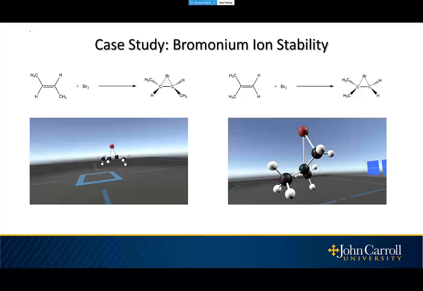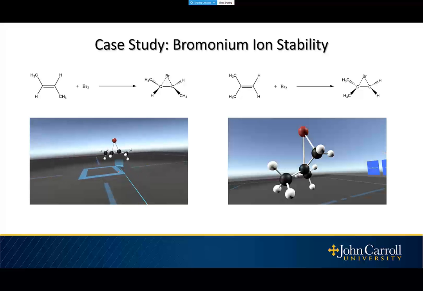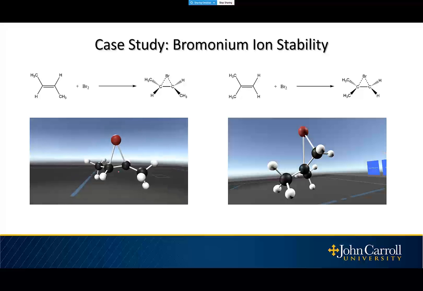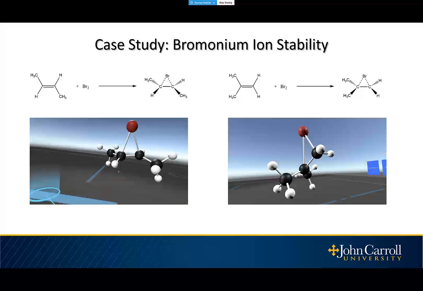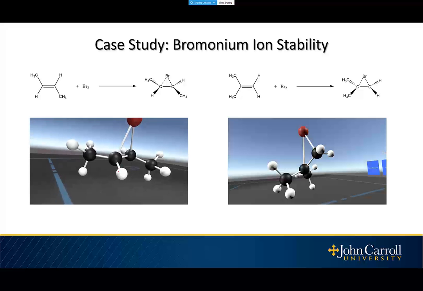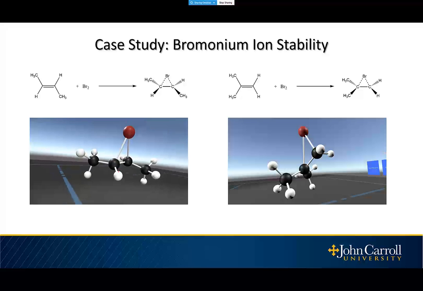So the first one is to add the Br to this symmetrical alkene, and then over here to add it to the molecule I just made. Notice that if I add the Br to the symmetrical one and I walk up to it, you can see that the bromine sits perfectly in the middle. I may move myself over to look at it. So you can see the bromine sitting there perfectly in the middle with this one.